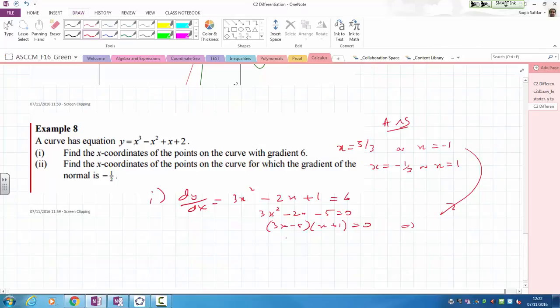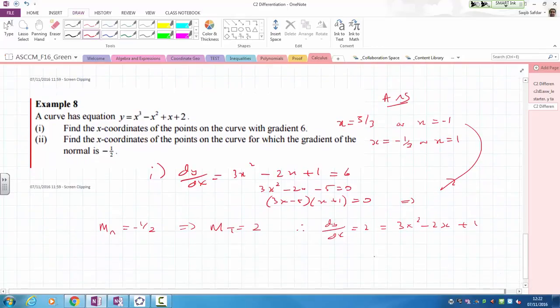Now, to work out the x-coordinate of the curve for which the gradient of the normal is minus a half, what we'll have to do is, if the gradient of the normal is minus half, it follows the gradient of the tangent must be 2. And therefore dy over dx equals 2, and that means 3x squared take away 2x plus 1 equals 2.